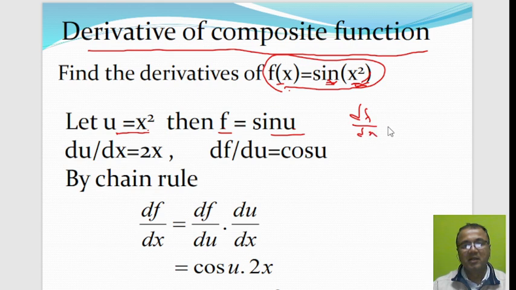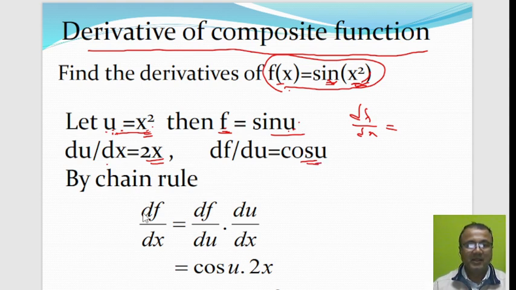Now here f is related with u, and u is related with x. So first of all, find the derivative of u with respect to x, because u is given in terms of x. The derivative of x square is 2x. Similarly, we find the derivative of f: the derivative of sine u is cos u, since that was u.